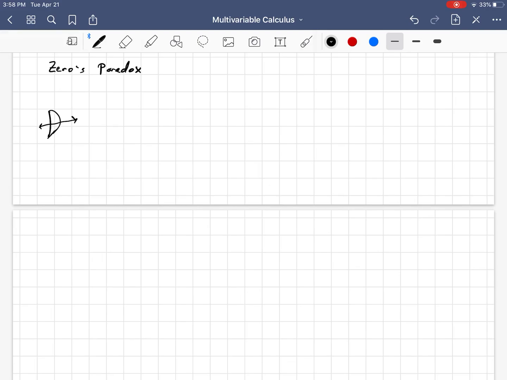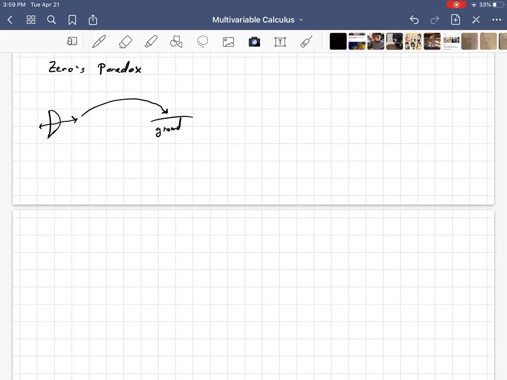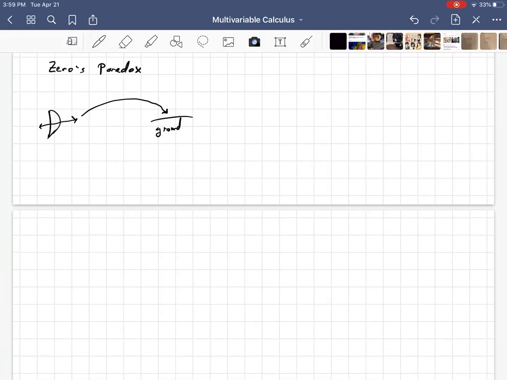So Zeno said that, imagine we have a bow. This is a bow, not a big D, it's a bow. And we've got this arrow. This is a bow and an arrow, all right? And we shoot the arrow, and it does a parabolic trajectory from physics, kinematics. And so it does a parabolic trajectory, and then it hits the ground, and that's that.